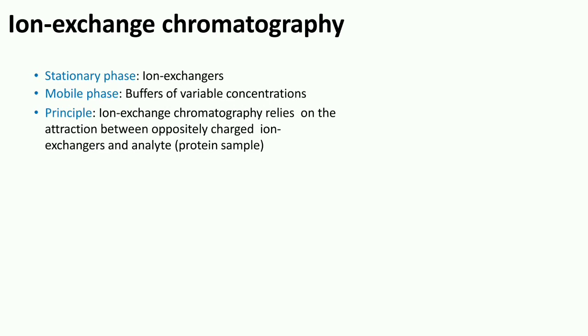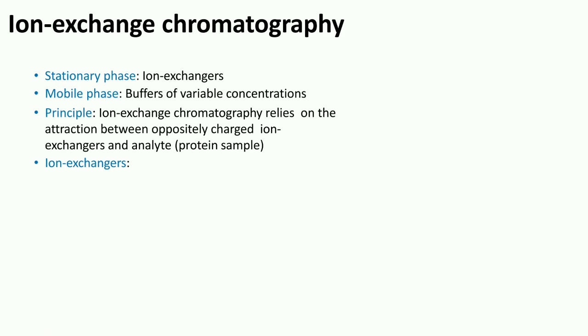The principle of ion exchange chromatography: ion exchange chromatography relies on the attraction between oppositely charged ion exchangers and the analyte, that is the protein sample. For example, if a protein has a net negative charge at pH 7, then it will bind to a column which has positively charged beads, whereas a protein which is positively charged would not bind to the positively charged column.